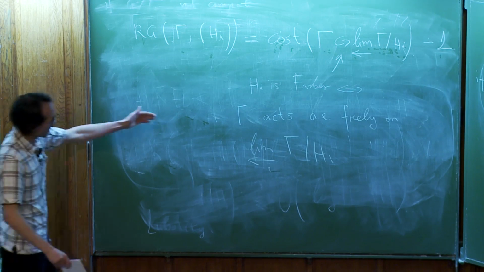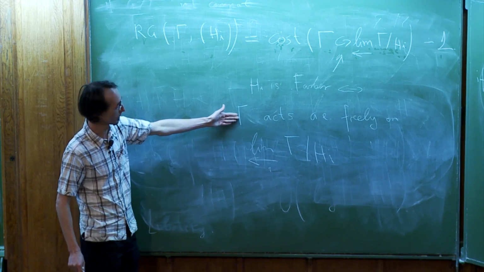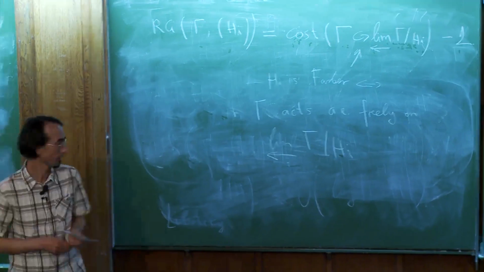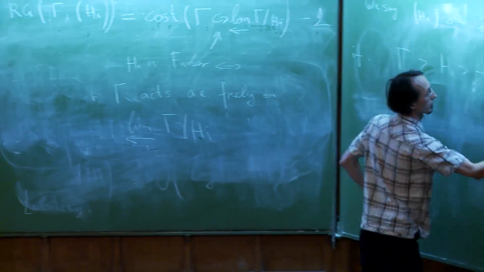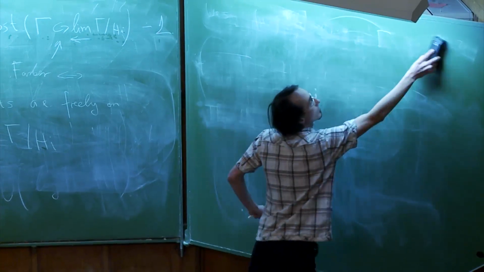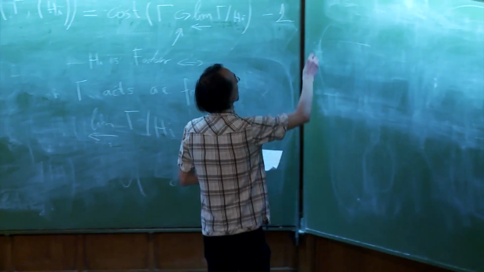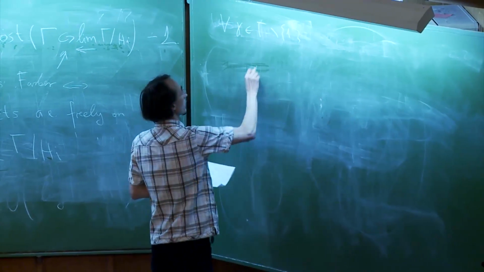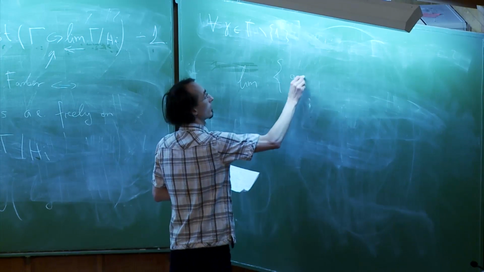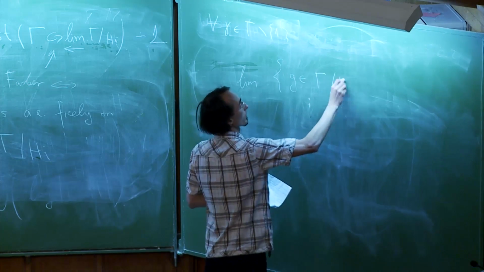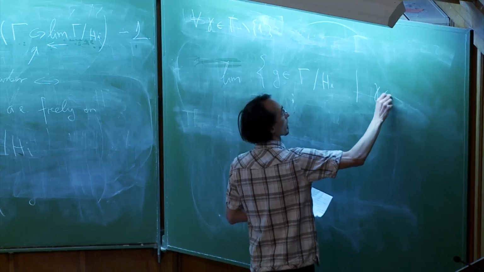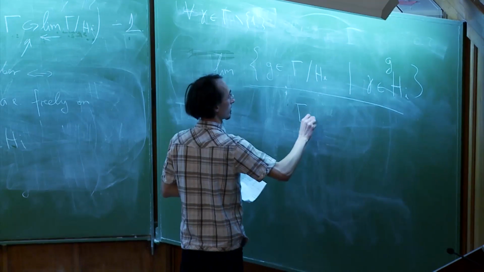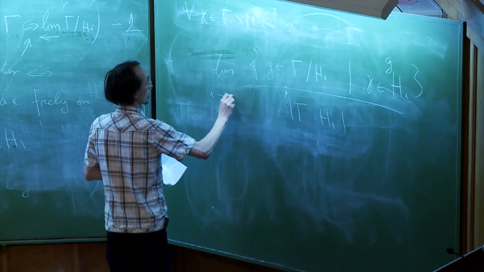Another way to see it is, for any non-trivial element of gamma, the proportion of conjugates of H_i which contain it tends to 0. Maybe I should write it down. For any gamma in Gamma which is not 1, you look at the limit of the number of elements g mod H_i such that gamma is in H_i conjugated by g, and you divide by the index. This is 0.